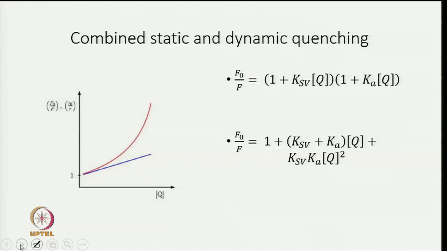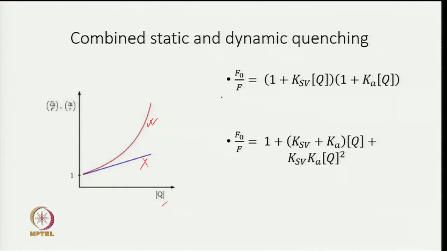You can have a case where both static and dynamic quenching take place. In that case, the F naught by F versus Q plot is not going to be linear. It will have upward curvature, and when you see this upward curvature in a Stern-Volmer plot, it means you are dealing with a case where both kinds of quenching are present. And you can see why there is upward curvature.